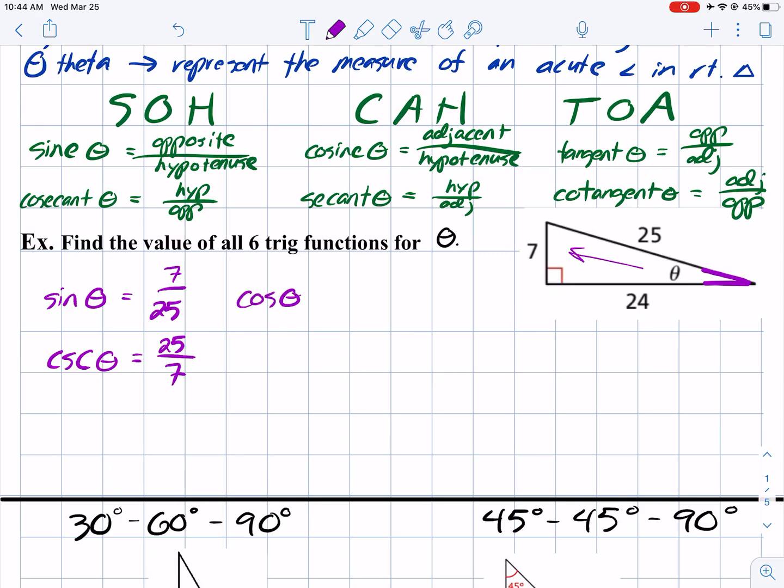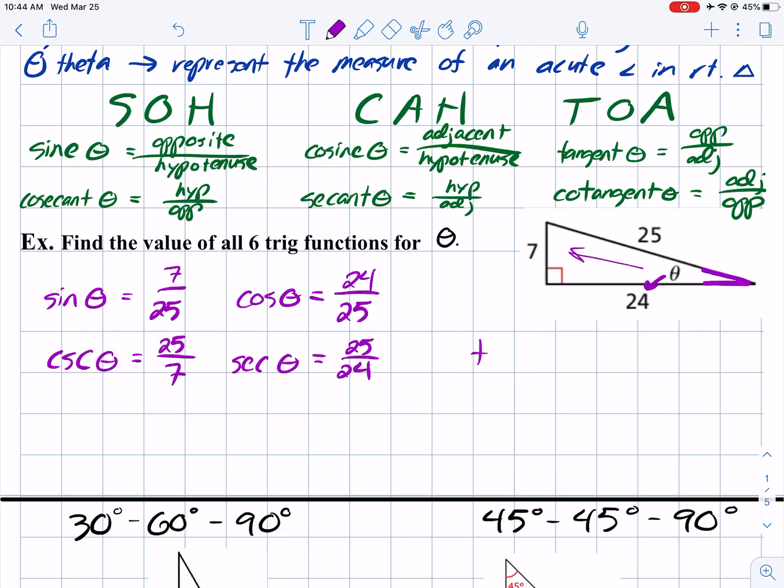Cosine of theta is now the adjacent. So if the 7 is the opposite, then adjacent is not the 25. And I know there's two adjacent sides, but 25 is the hypotenuse, so we use the adjacent side that's not the hypotenuse, which is your 24. So 24 over 25. The reciprocal is secant of theta, which is 25 over 24.